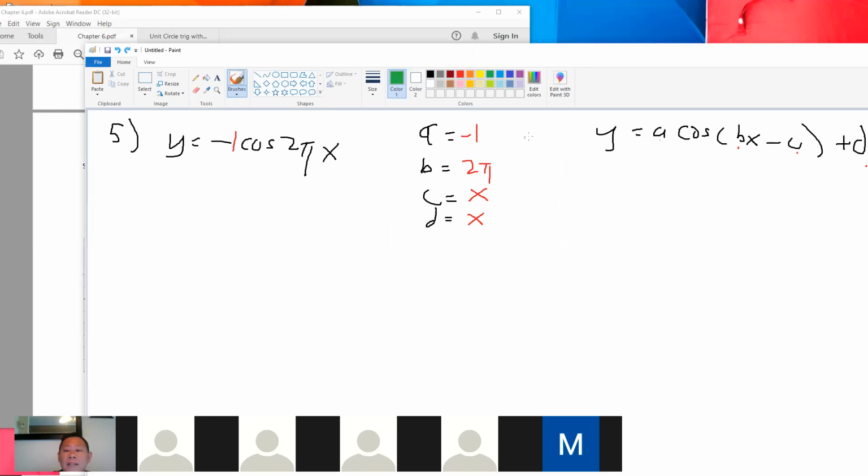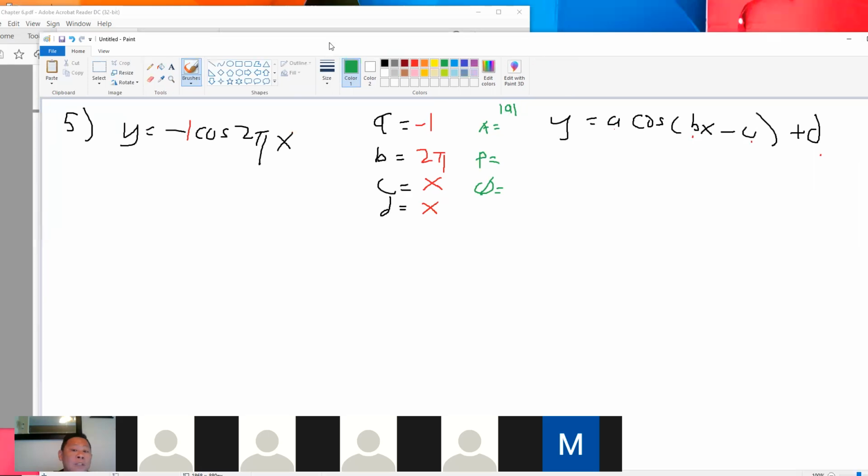Next thing we're going to talk about is the amplitude, the period, and the phase shift. Now, the amplitude formula is the absolute value of A. So what is your amplitude in this case? 1, because A is -1, so you take the absolute value, which is 1. Now, the formula for period is 2 pi over B. And what is B in this case? 2 pi. So 2 pi over 2 pi is what? 1.